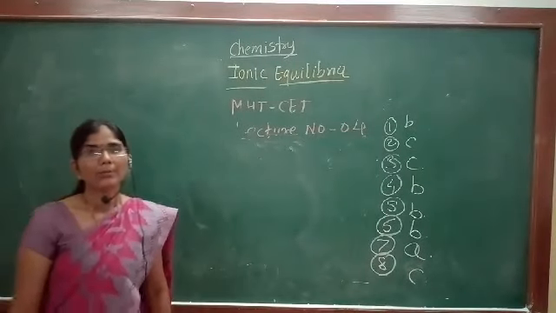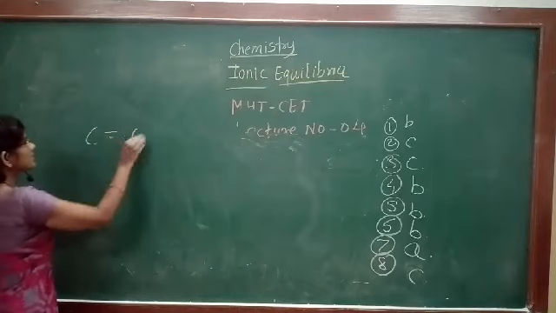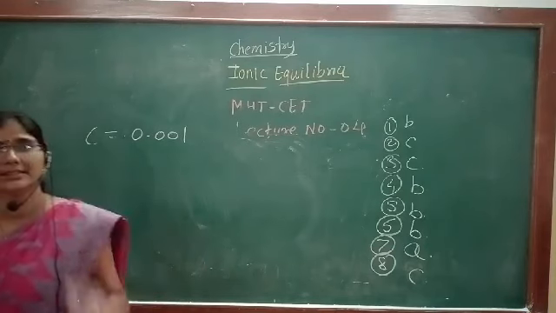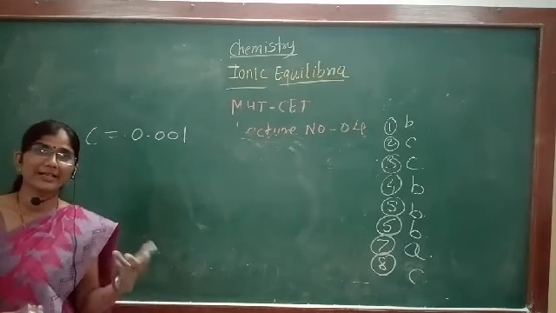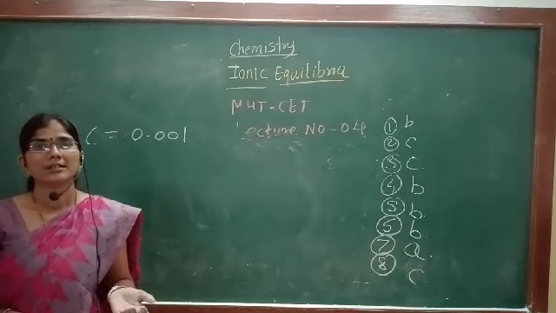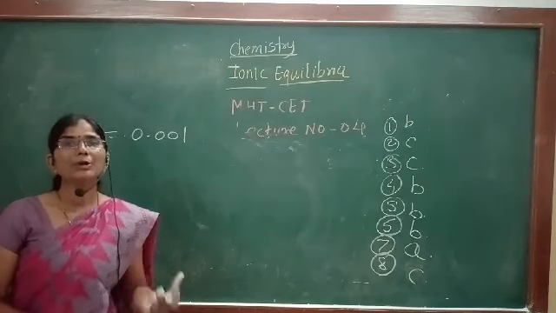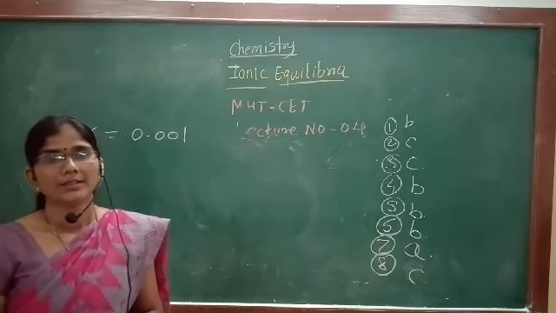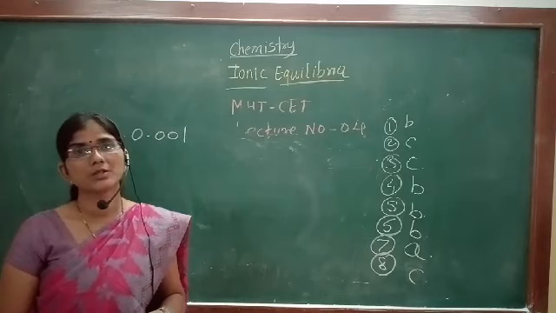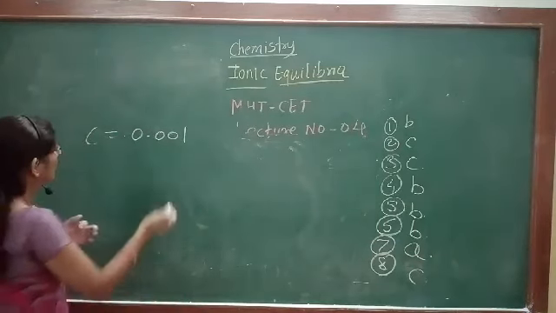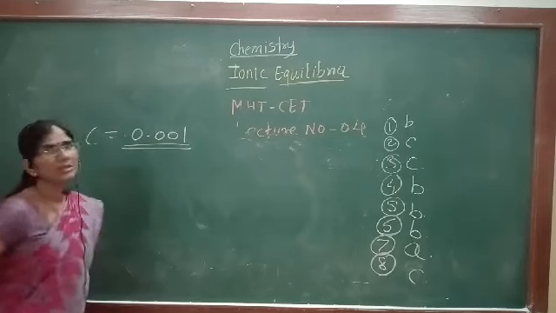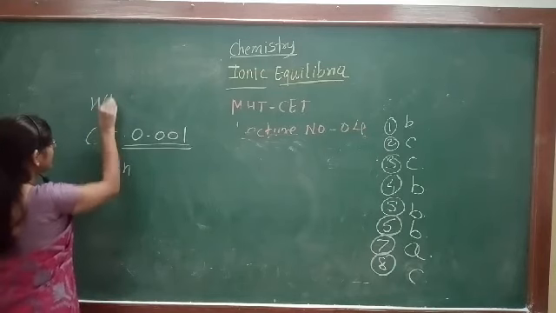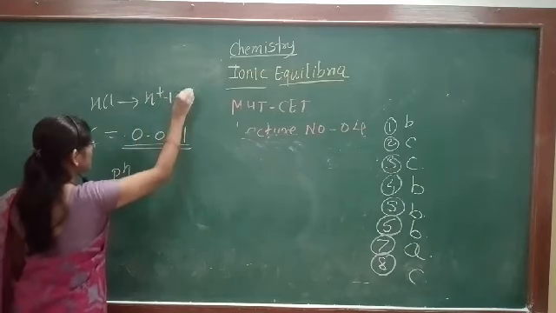Millimolar means the concentration which is equal to 0.001. Milli means 10 raised to minus 3. Deci is 10 raised to minus 1. Semi is 0.5. A molar is 1. A semimolar is half. A centimolar is 0.01. Therefore, for a millimolar it is equal to 0.001. HCl is a strong electrolyte, H plus plus Cl minus.